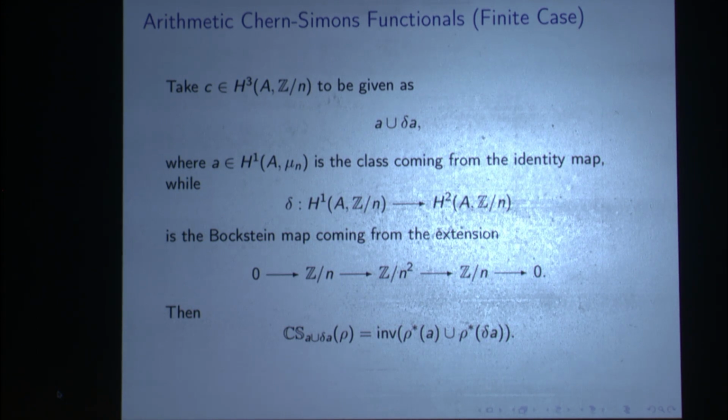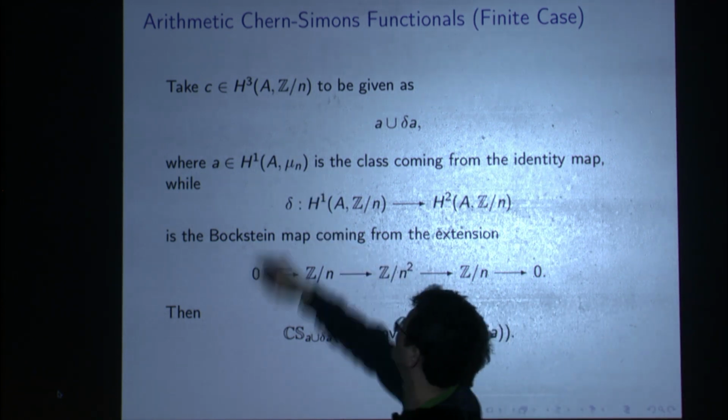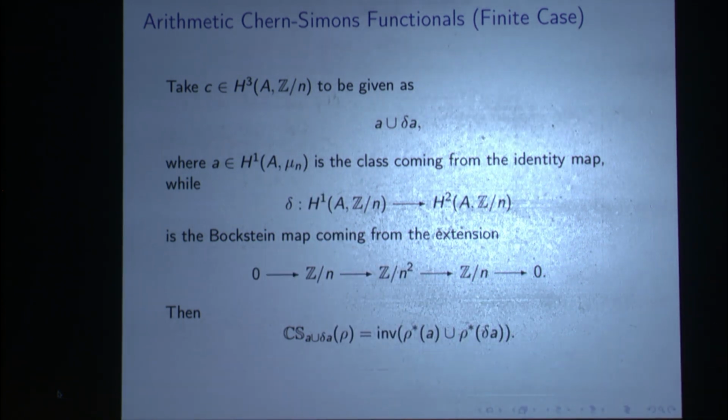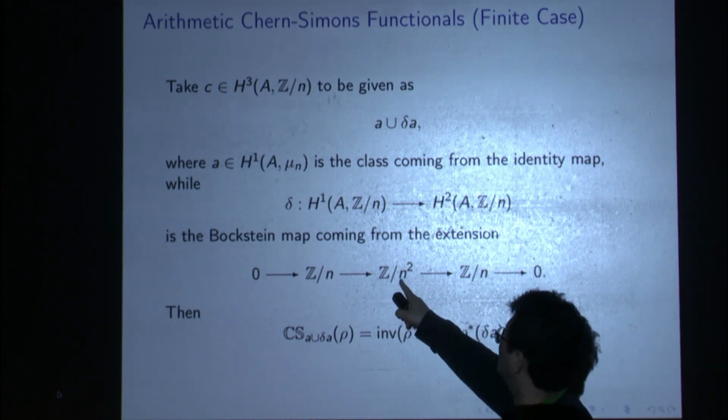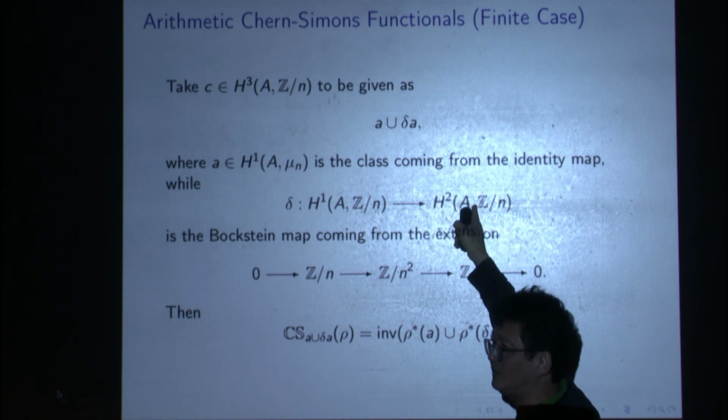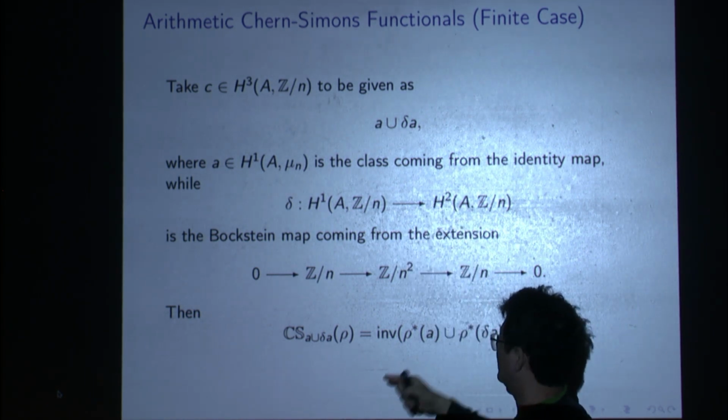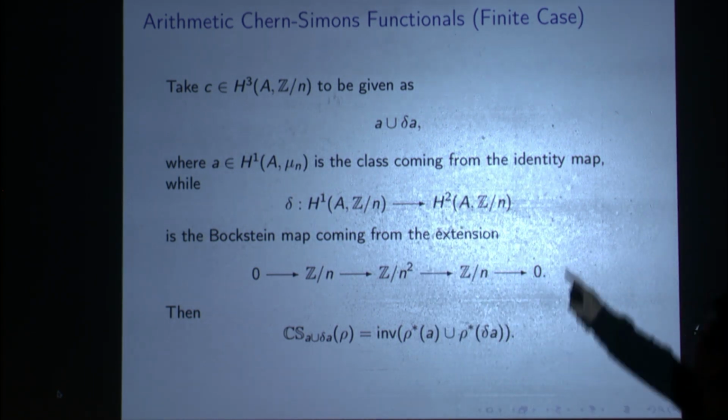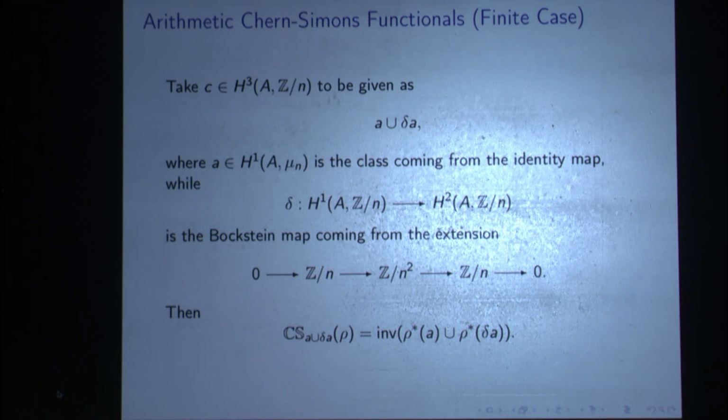Now, we'll take the cohomology class constructed in a simple way as follows. Oh, sorry, this should have been Z mod n as well. It's slightly confusing notation. Remember, now A is itself Z mod n, so you get an element of H1 just by considering the identity map from Z mod n to Z mod n. I'm calling that A. On the other hand, this exact sequence gives rise to a Bockstein map, so-called, that goes from H1 to H2. So we can take the product of the two classes and get an H3 class. That's what C is in this example.